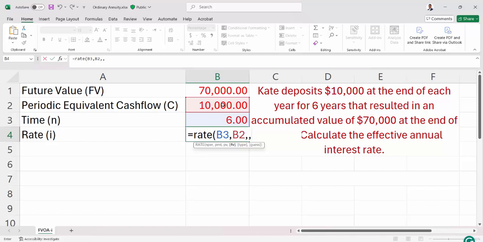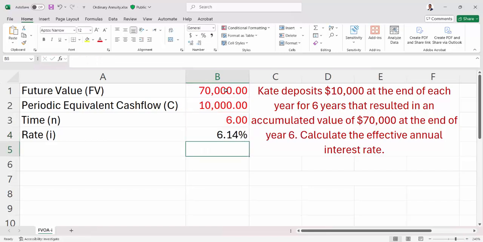Then our future value, please remember we have a negative relationship between our payment and the future value. That's why we need to put a negative sign in front of our future value. Close bracket, press enter. This will give us an effective annual interest rate of 6.14%.